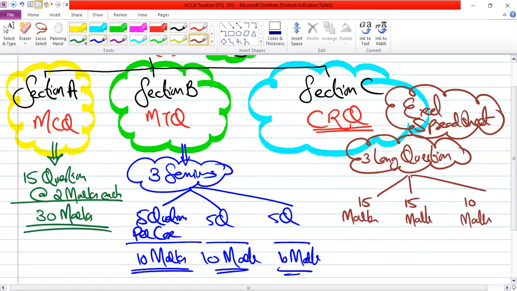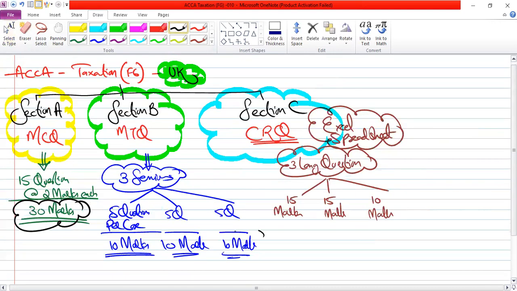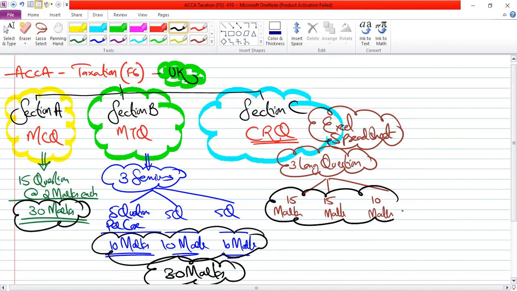So altogether, this area is 40 marks. Section A is of 30 marks. Section B, again 30 marks. And Section C, 15, 15 and 10, altogether 40 marks. Passing marks are 50. Out of 100, you need to score 50%. Got my point? Any questions till now? Please ask.